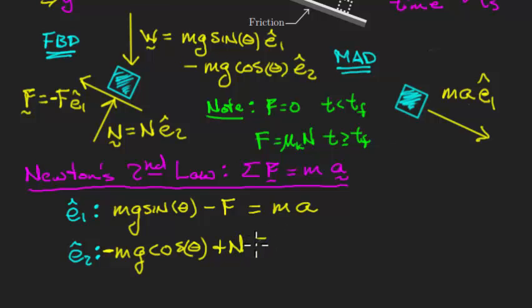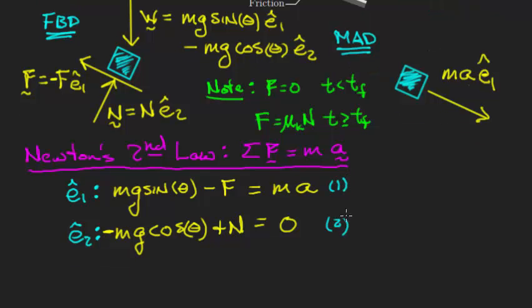So what do I put there? Give you a second to think about it. What goes there? Well, there is no acceleration in the E hat 2 direction. So what goes here is a big fat 0. And there we go. I've got equations number 1 and number 2 that characterize the dynamics of my problem. These are the equations of motion, if you will. So I have these two equations of motion. Now, what am I going to do with them?